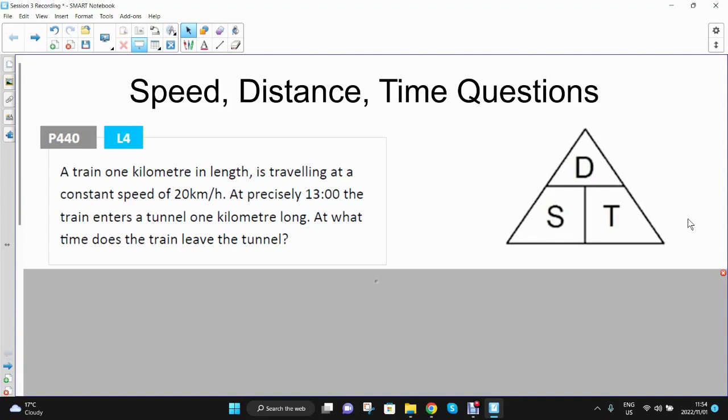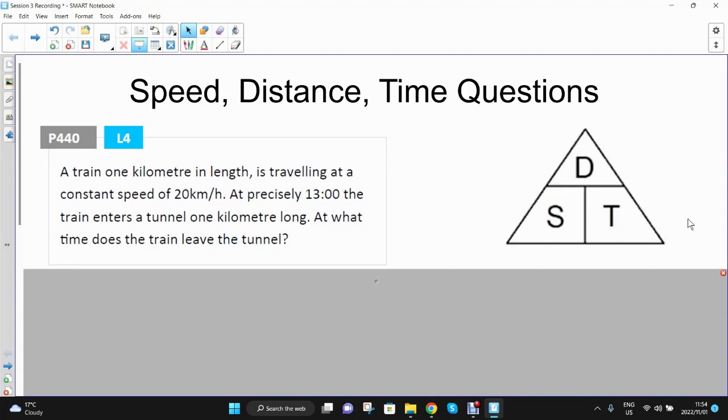So let's read through this. A train, 1 kilometer in length, is traveling at a constant speed of 20 kilometers per hour. At precisely 1 o'clock, the train enters a tunnel 1 kilometer long. At what time does the train leave the tunnel?